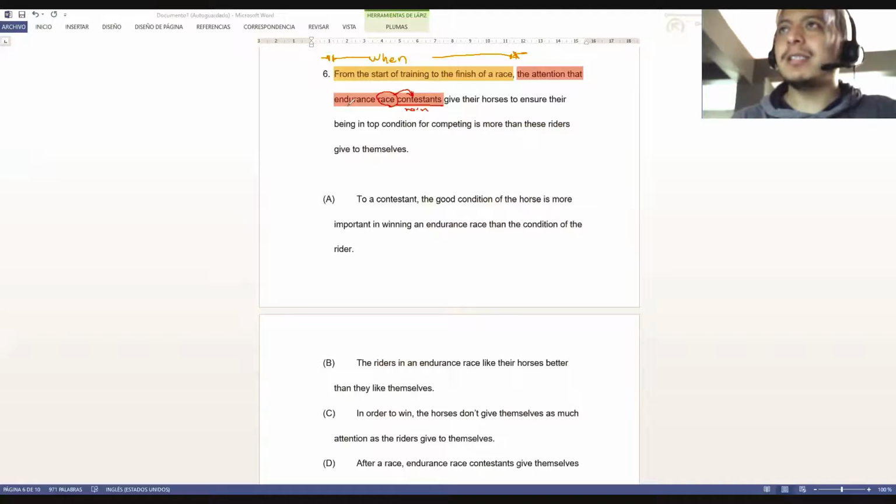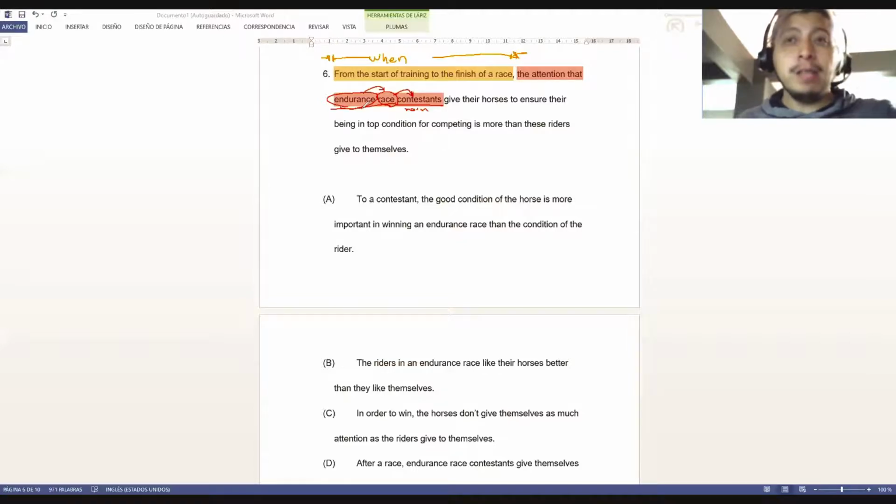But this is not just a race, this is an endurance race. So endurance is describing the race, and endurance race is describing the contestants. What is endurance? Well, when you have races, you have two types of races: speed races and endurance races. A speed race is just a very quick event, very explosive, like 100 meters, and in 10 seconds, it is over. Endurance doesn't test your velocity or your speed. It tests your resistance. If you run 50 kilometers, it's not about being the fastest.